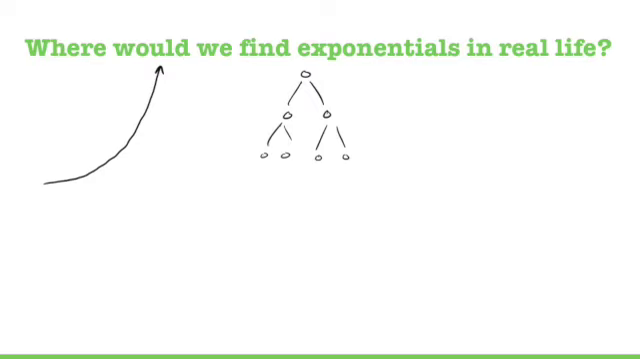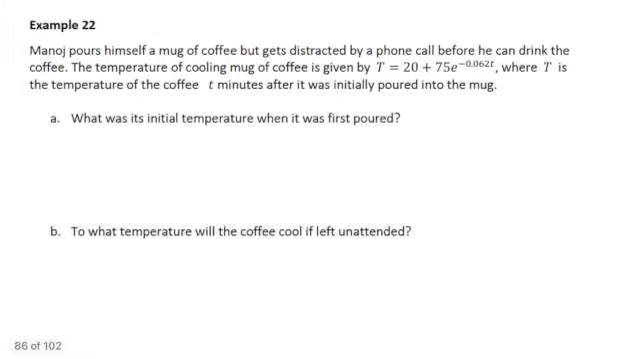Another one might just be the temperature of something. For example, if you've got a hot cup of coffee, what might happen is that it's going to cool down quite quickly, and then it's going to get to a point where the temperature balances out. It might hit the temperature of the room, and then there's a point where it won't be cooling down anymore. So these are just different examples of where we could find exponentials in real life. And that's what we're going to start looking at today.